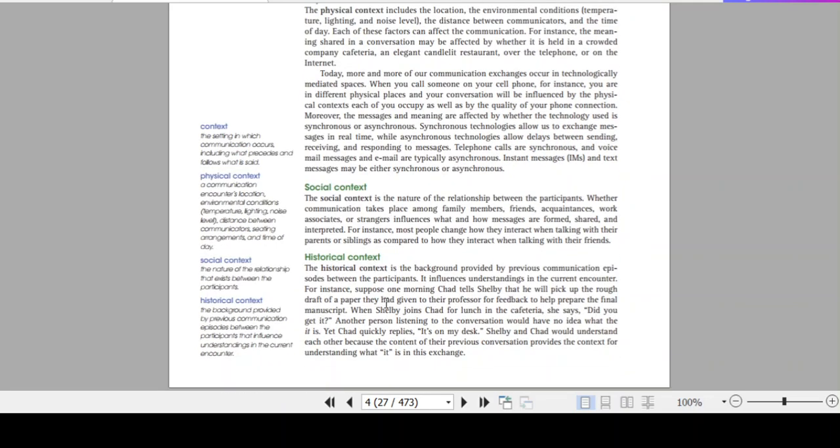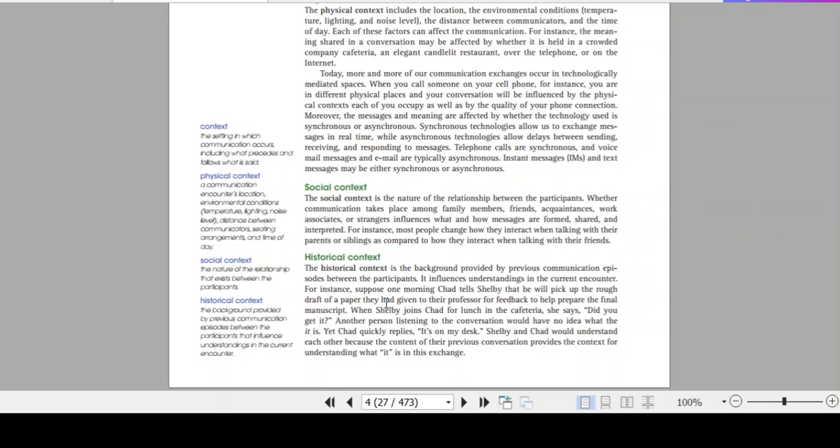process. Number two is the social context, simply the nature of the relationship that exists between the participants. Social context is the nature of relationship between the participants. Whether communication takes place among family members, friends, acquaintances, work associates, or strangers influences what and how messages are formed, shared, and interpreted.